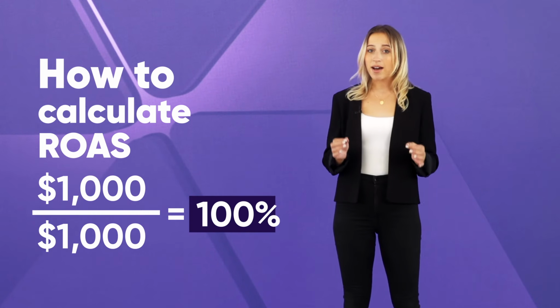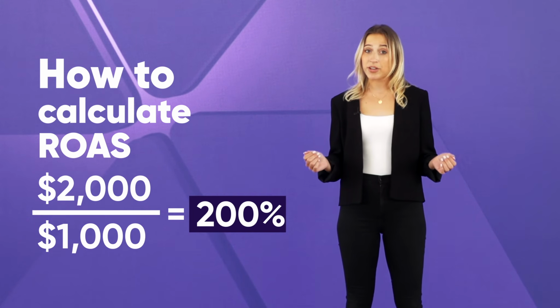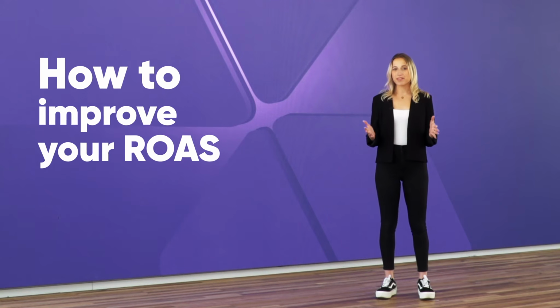Using this formula, 100% is the break-even point. Anything above that means you're bringing in revenue, and anything below that means you're losing money, and that your ROAS needs improving. So, how can you do that? Here are 5 areas you can start with.